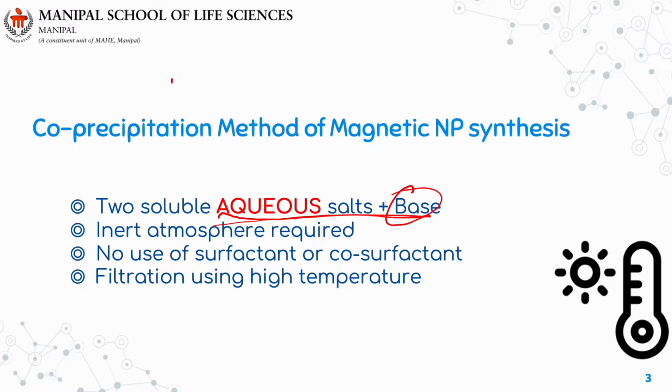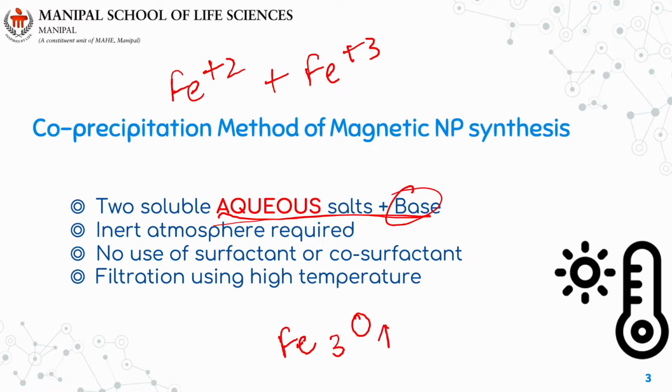For example, let's take Fe2+ and Fe3+. Let's say we have to make the magnetic nanoparticle Fe3O4. The nanoparticle Fe3O4 has magnetic properties and it's an oxide of iron. So we need to make this. How will we make Fe3O4 using this method?